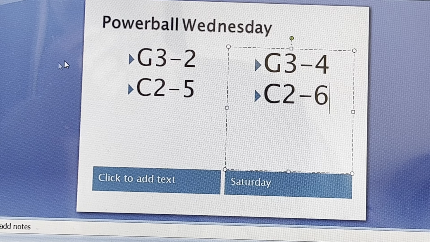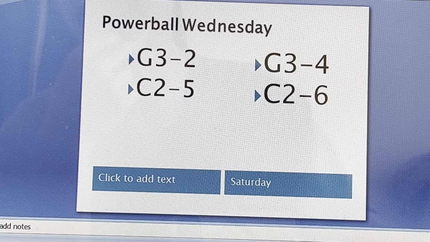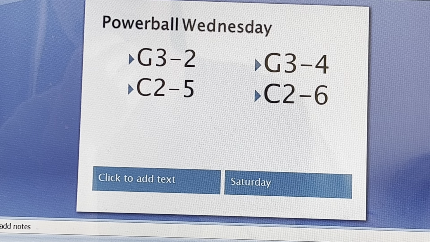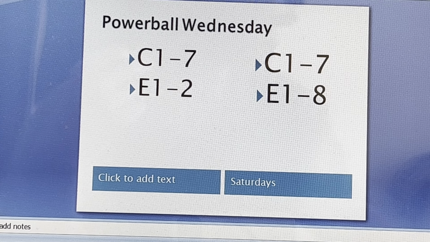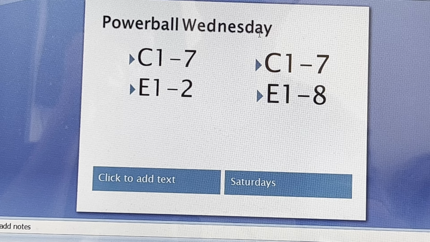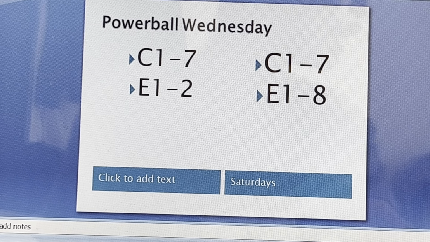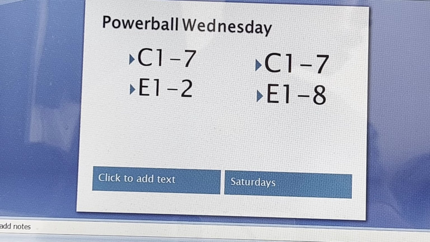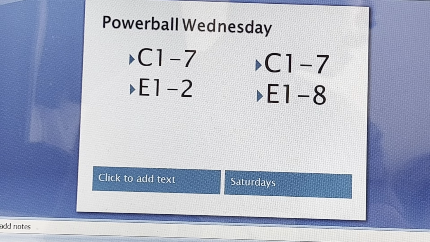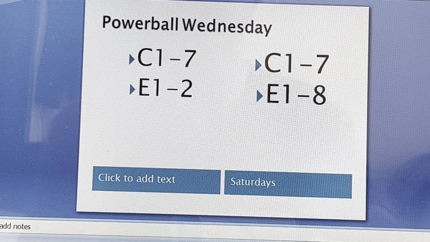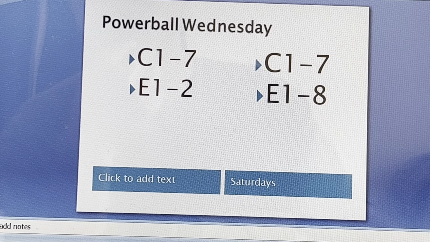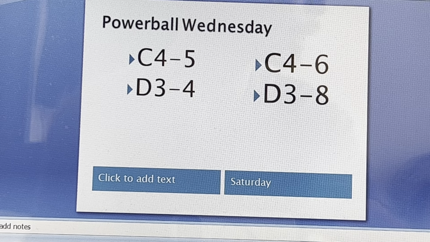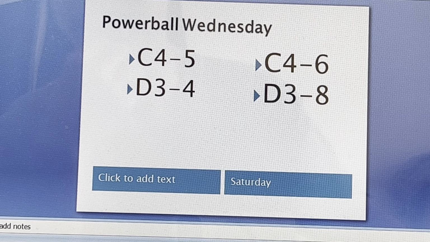Now, let's go back to C1. Maybe I made a mistake on C1. Let's look at C1. C1, I have 7. So I didn't make a mistake. I changed it somewhere around there, I have 6. So maybe I did C5. Let's look at all the C's right there. C4 is 6. Yeah, C5.